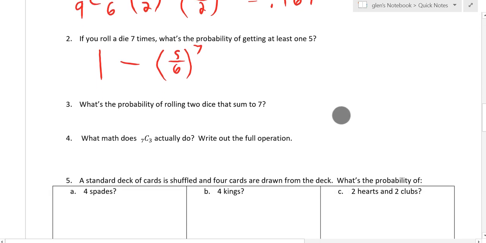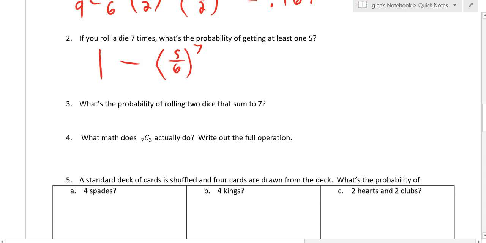Okay? The probability of rolling 2 dice that add to 7, we know there are 36 possibilities, right? So it's going to be out of 36. We've got to find all the ways we can add to 7. So this isn't really calculating all out. You've got to think of all the ways we can make 7. So that's 1 and 6, which means also 6 and 1. 2 and 5, which also means 5 and 2. 3 and 4, which also means 4 and 3. And that's it. Is that okay? So there are 6 of them out of 36, which is really 1/6. Okay?